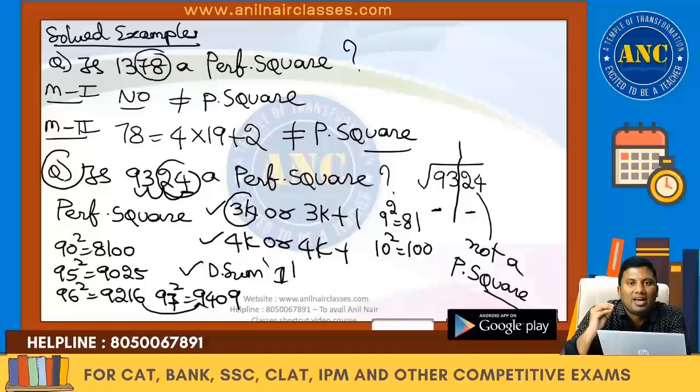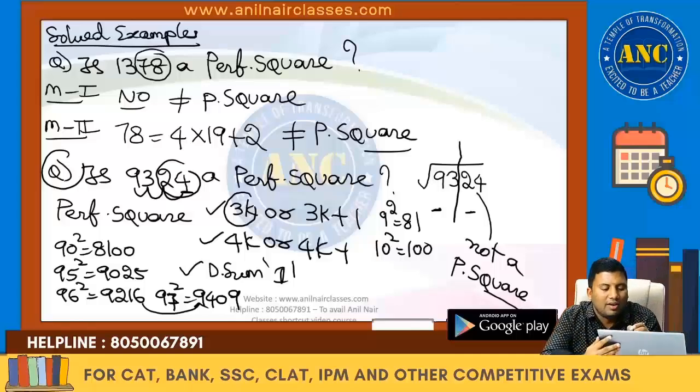93 lies between 9 square, 81, and 10 square, 100. That means it is 90 plus something. 95 square is 9025. 96 square is 9216. How to find the square of a number so easily? There is a logic. Please type "how to find the square of a number by Anil Nair." You will find it out.